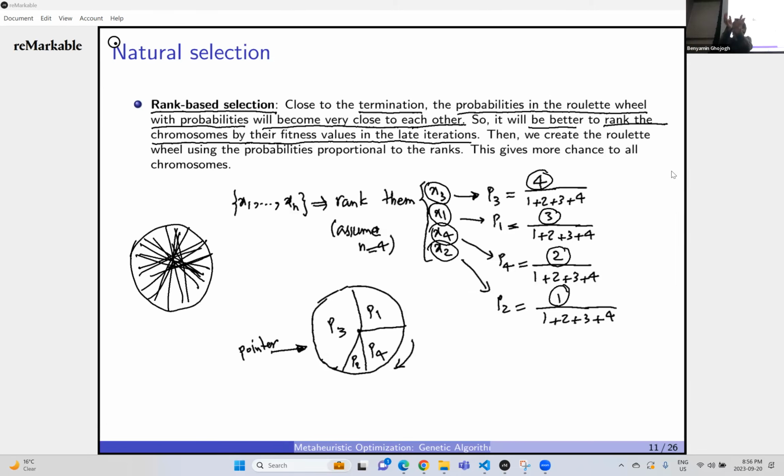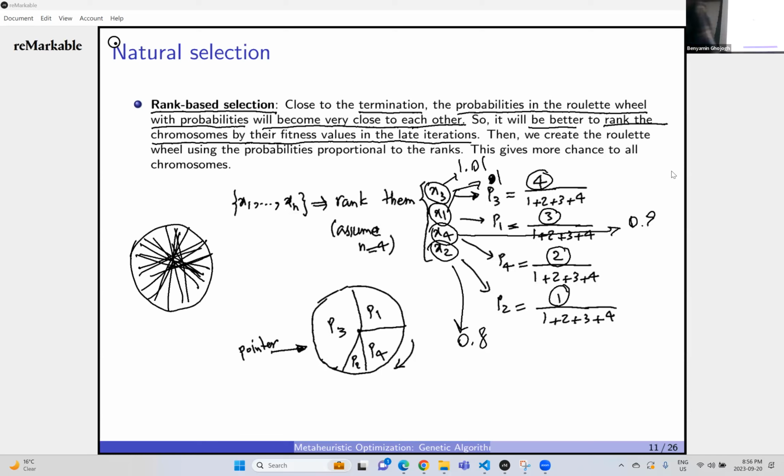Although their fitnesses are very close to each other, they have different probabilities. What do I mean by very close? Here, for example, the first one's fitness is 1.01, the second one is 1, the third one is 0.9, the fourth one is 0.8. They're very close to each other in terms of fitness, but still they have rank.